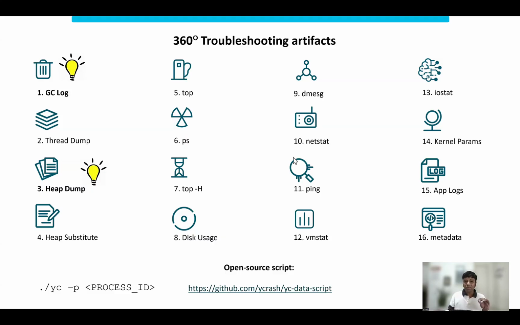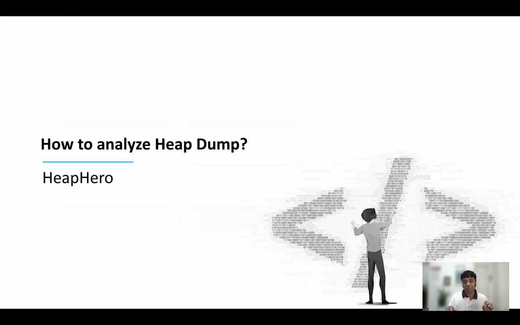So to take a heap dump, you can either use one of the 8 options shown earlier, or you can use this one script, which captures 360-degree data, which not only facilitates you to troubleshoot memory leaks, but also any production performance problem. Okay, so now I have taken the heap dump. How do I go about analyzing the heap dump?